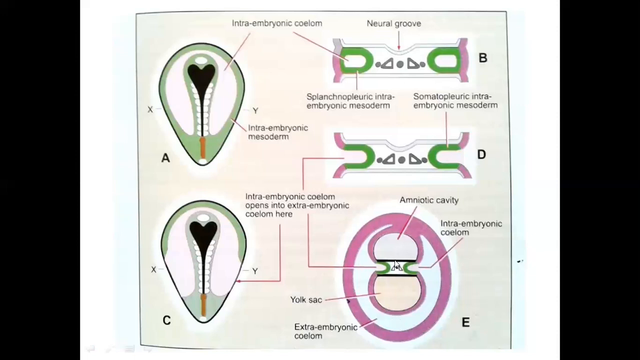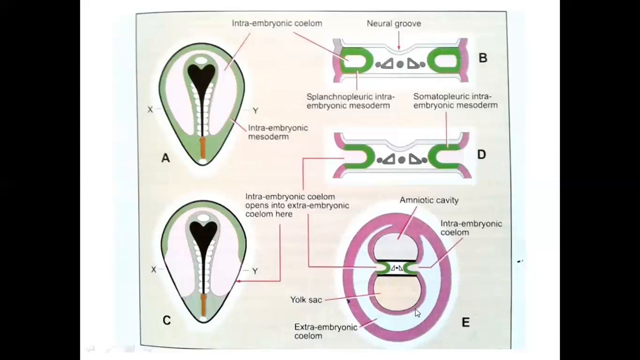Here, the three germ layers are formed. This is ectoderm, this is endoderm, and this is all mesoderm. This is the extraembryonic mesoderm, which is getting formed from multiplication of trophoblast. So initially it is one, then the extraembryonic coelom gets formed here. Due to that, we are getting the splanchnopleuric and somatopleuric extraembryonic mesoderm here.